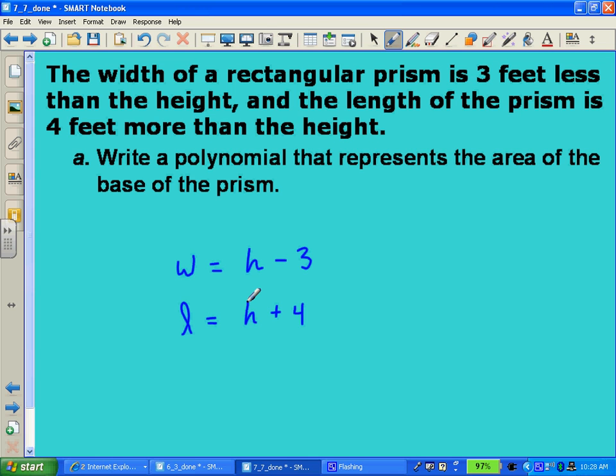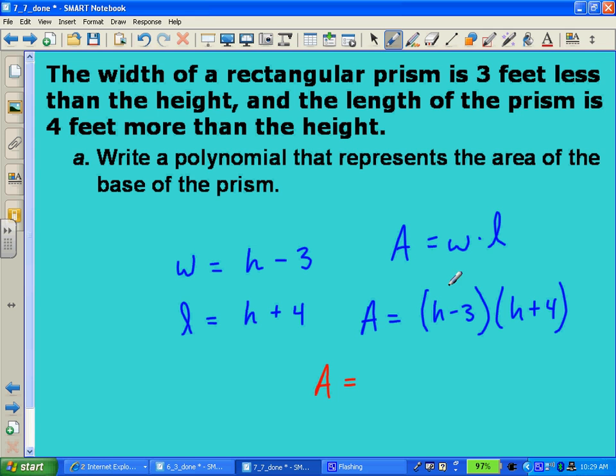Now, I don't know how much work we've done with three-dimensional figures. I think we talked about them some last year. But we have a rectangular prism here, which means it has a rectangle as its base. So the base would be the width times the length, the area of a rectangle. To find the area, we're going to do h minus 3 times h plus 4. This is a binomial times a binomial, so I can use our favorite method, FOIL.